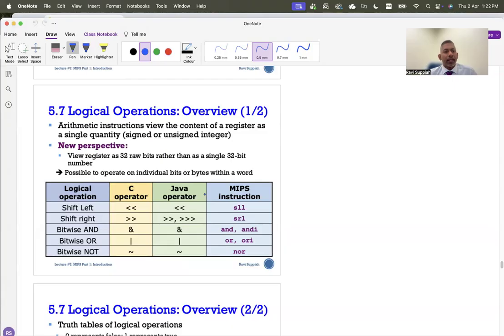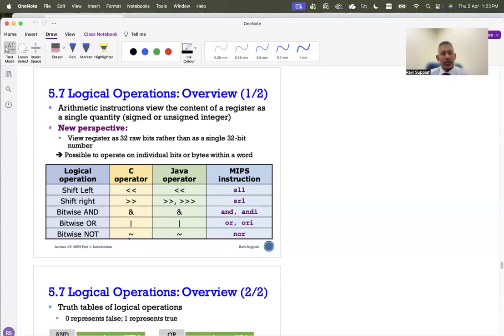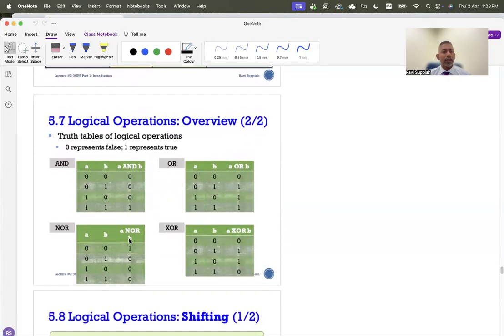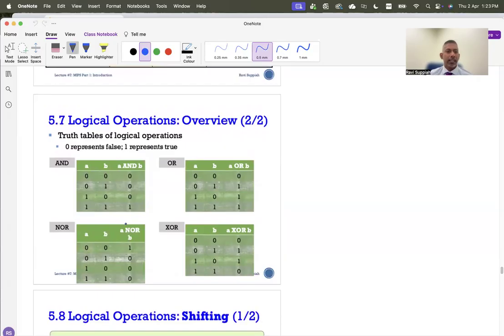Now, what we need to know is each register is holding 32 bits of information, which means that when you perform these logical operations, it's on all the bits. So things like shift left, shift right, bitwise and, or, not, and so on. Now let's have a quick review of the logical operations.